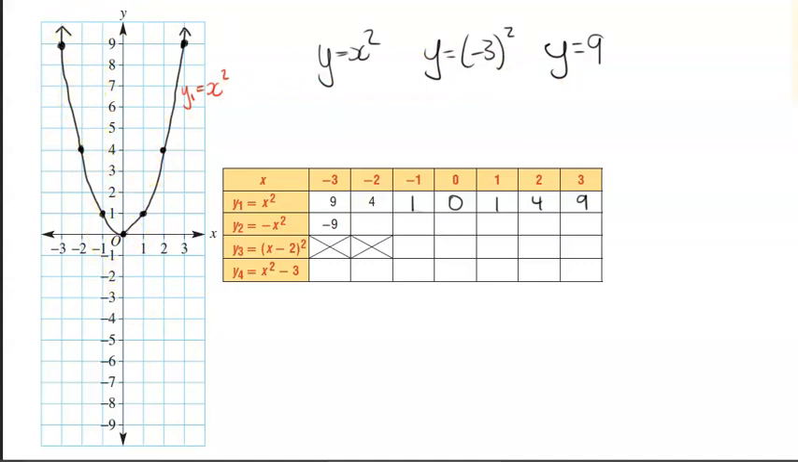So this is your basic graph of y is equal to x squared. Just remember that it does curve right around. My curves are a bit sketchy.